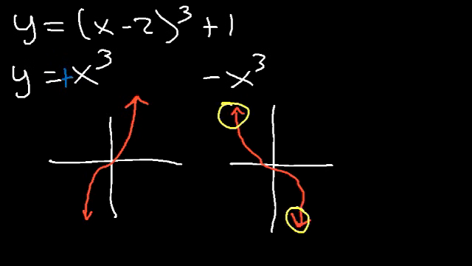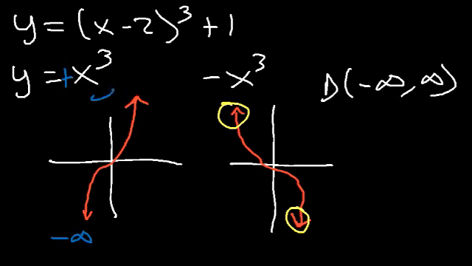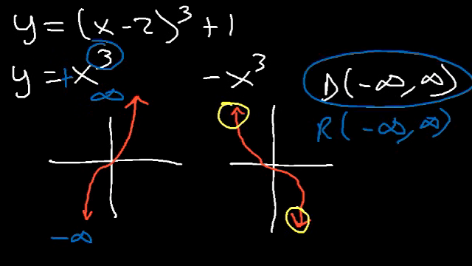That's up, then down. So for both of these functions, you can see that the domain is all real numbers. x could be anything. And for y, the lowest y value is negative infinity and the highest is infinity. So the range is negative infinity to infinity. So whenever the leading coefficient is odd, the range is always going to be negative infinity to infinity for the most part. And if you have a polynomial function, this is typically what the domain will be.